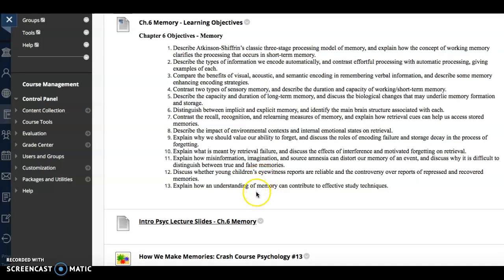And then lastly, explain how an understanding of memory can contribute to effective study techniques. And that's kind of where you all want to perk up your ears and pay attention to what you can be doing that's been proven through research to enhance study techniques. So that's it for Chapter 6.